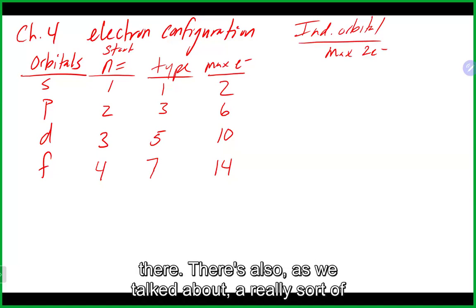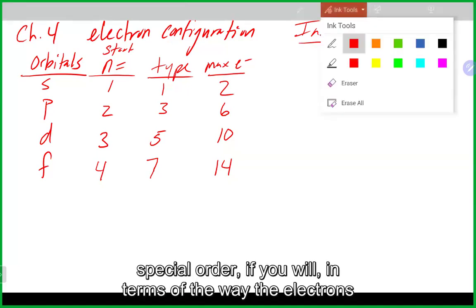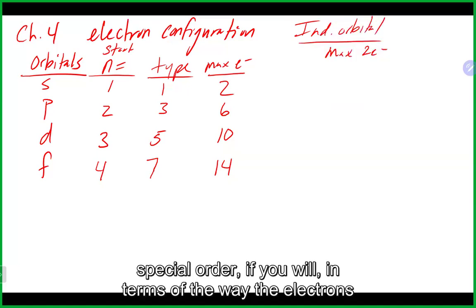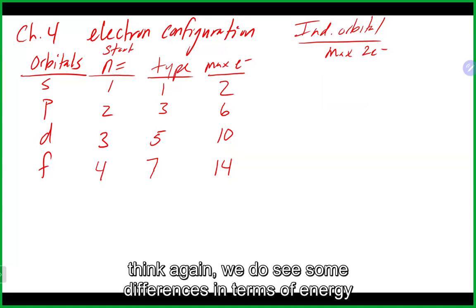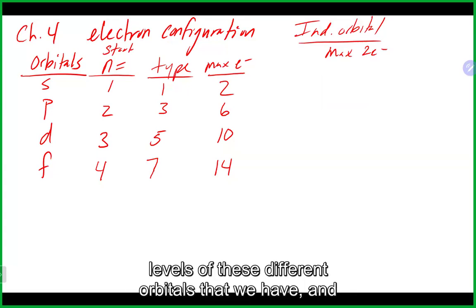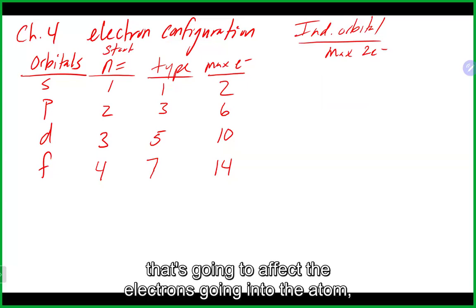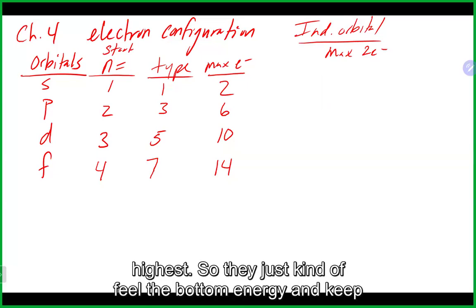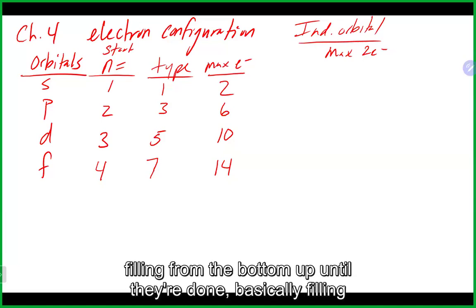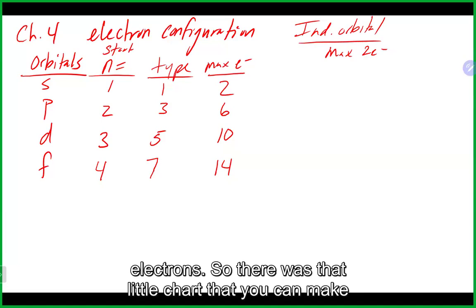There's also, as we talked about, a really special order in terms of the way the electrons go into the atom. And it is a little different than you may think. We do see some differences in terms of energy levels of these different orbitals. And that's going to affect the electrons going into the atom, as the electrons always go in from the lowest energy to the highest. They just fill the bottom energy and keep filling from the bottom up until they're done filling electrons.